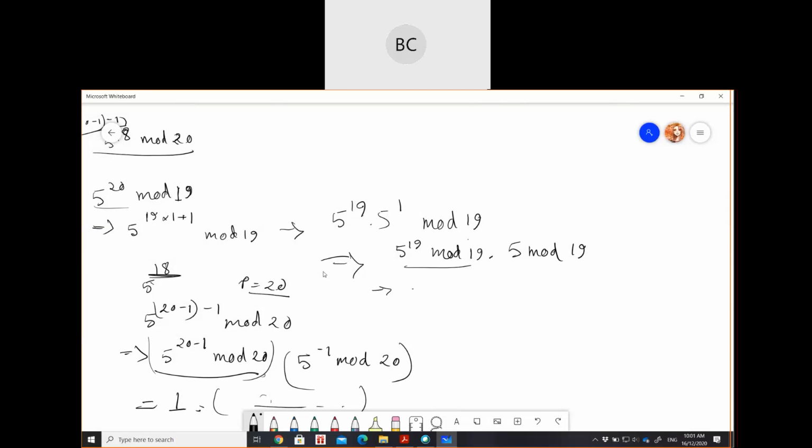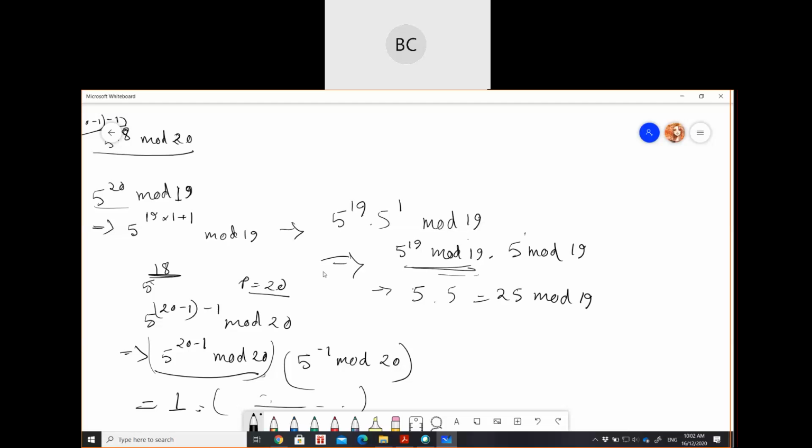So for here, your answer will be 5. And again, for this portion, the answer will be 5. And for this portion, again, you have to make it 1. Then it will be 5. Then again, it will be 25 mod 19. Again, now you have to keep doing the same thing until the answer becomes less than 19.